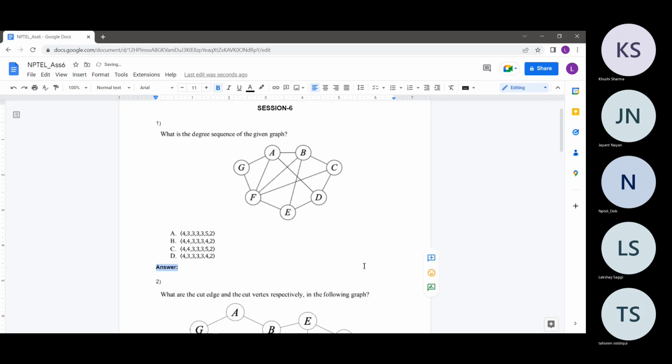So coming to the first problem for today's session. You guys have already seen what degree sequences in a graph are, right? So the first question is a basic revision of that. It's just asking what is the degree sequence of the given graph. So basically we have been given a graph.